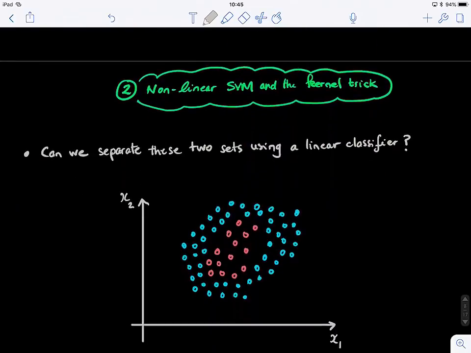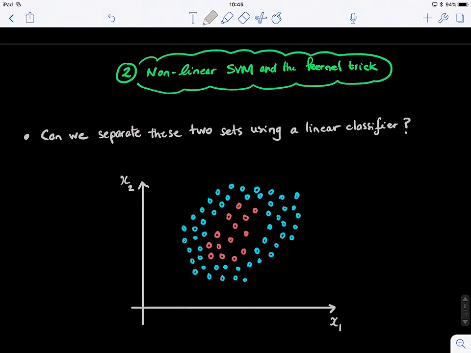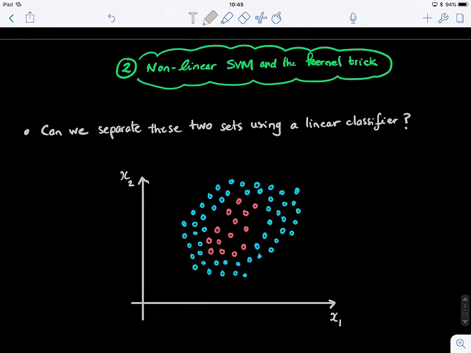Great. So, nonlinear SVM and the kernel trick. Let's look at this case. The question is, let's think about this. How can we separate these two sets using a linear classifier? You can look at this one. This is actually a genius idea in machine learning.